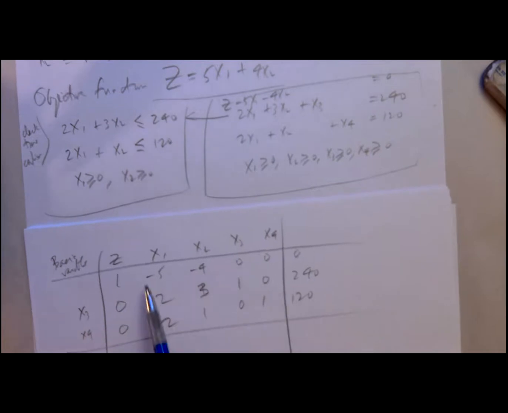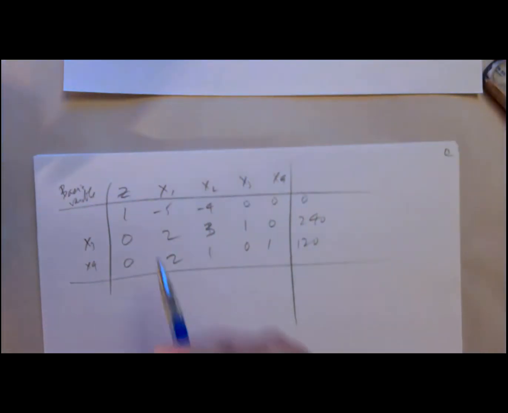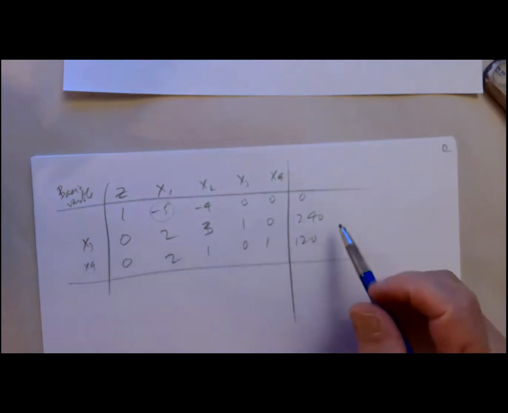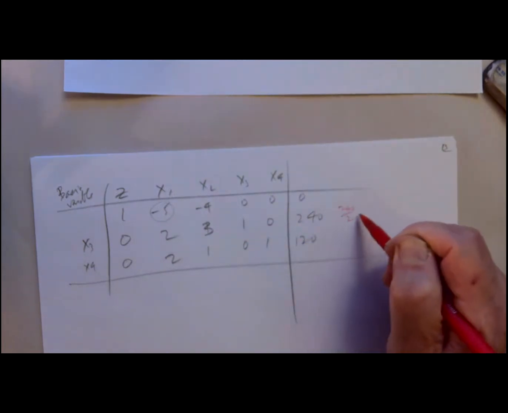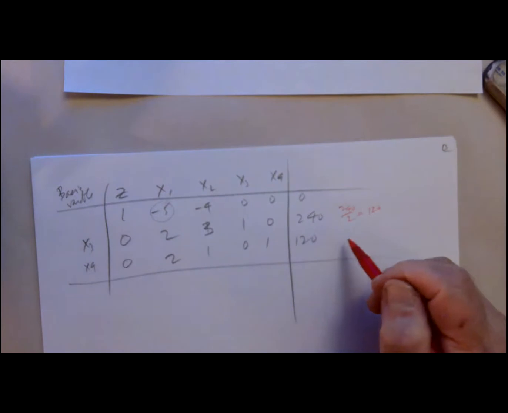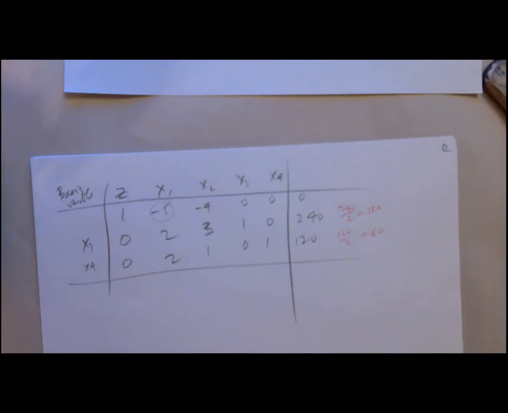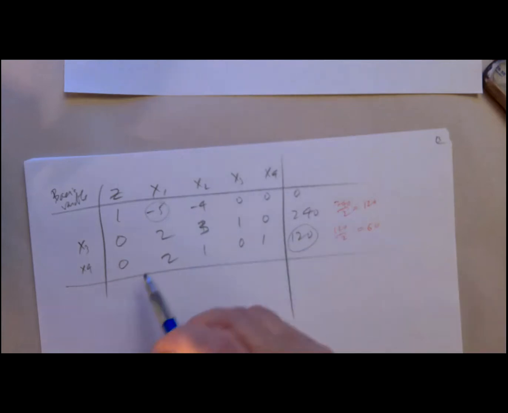Now we look to see if there's a negative number on this line. In fact, there are 2, and we choose the largest. The largest is minus 5. So in this column, we look at the ratio, 240 over 2, which is 120, 120 over 2, which is 60, and we choose the smaller of those two numbers, which is 60. So in this column and this row, this is the pivot number 2.